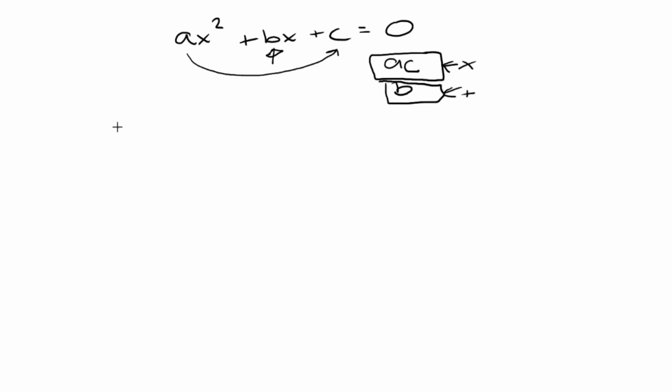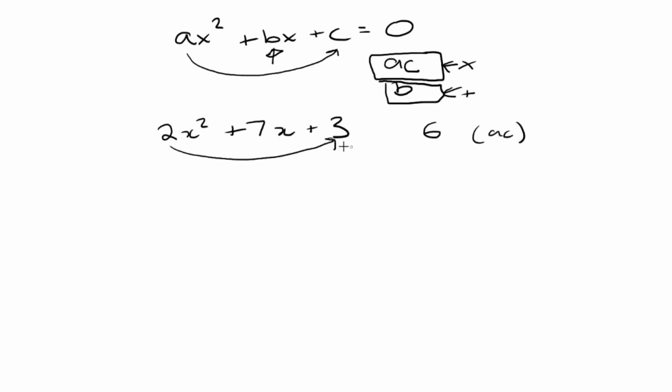So let's have a look at an example because that will make a lot more sense. Let's say we have 2x squared plus 7x plus 3. The AC of this term will be 2 times 3, which is 6, right? That is our AC. And the B is the 7, right? So the 7 is our B. Now, we want to find out what multiplies to give 6 and what adds to give 7.